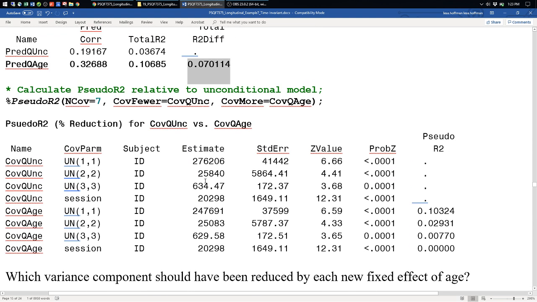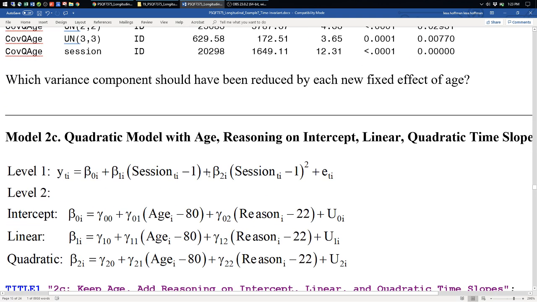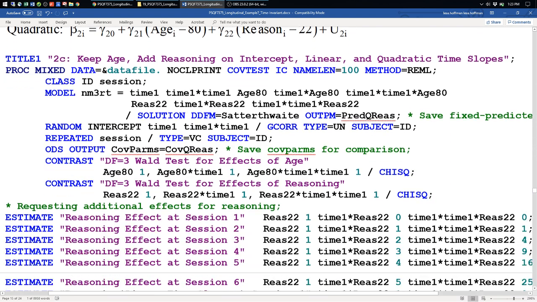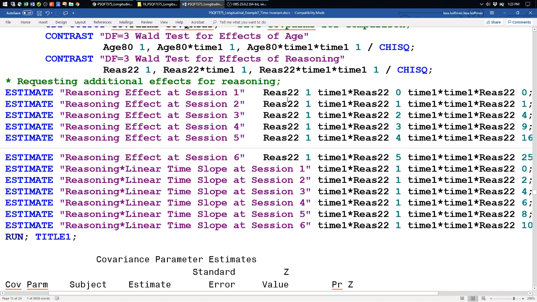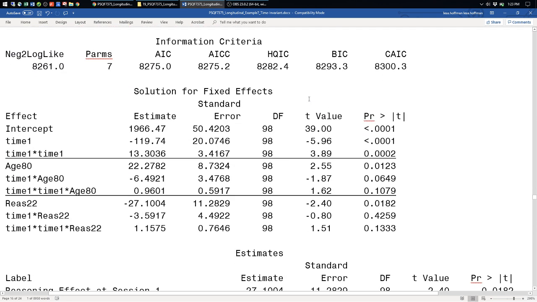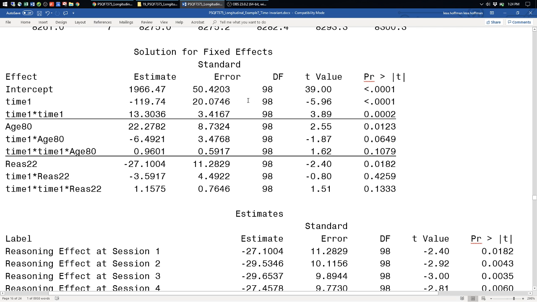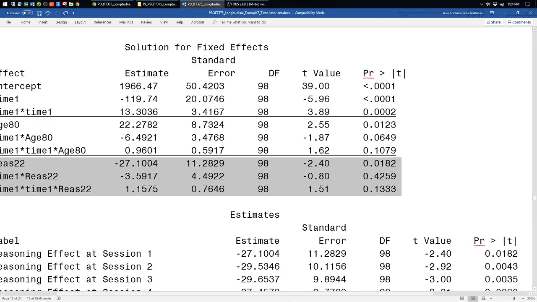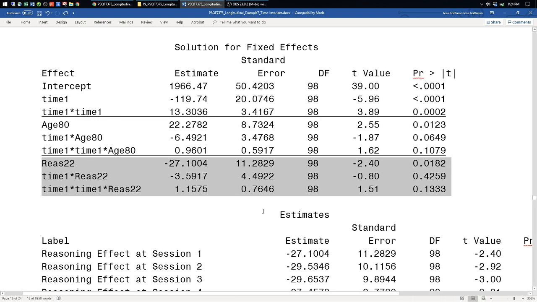Okay. How are we doing? All right. Adding reasoning. Same exact logic, just swapping out the variables that we're focusing on, keeping age in the model so that I can say I have control for age, adding the effects of reasoning. The pattern is similar, although the effect of reasoning itself is negative. If we look at these coefficients right here, that minus 27 is the effect of reasoning at the beginning.